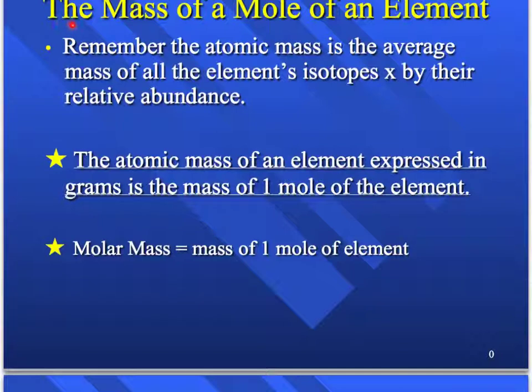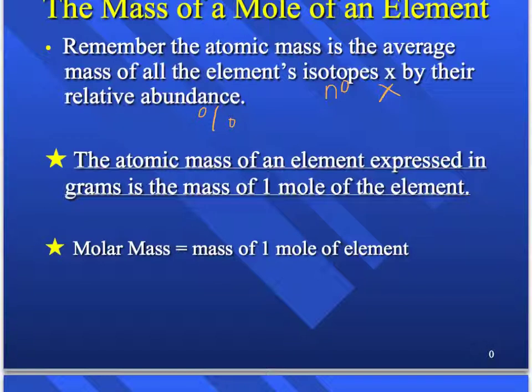On this slide, we're going to be talking about the mass of a mole of an element. A couple of factoids to remember: the atomic mass is the average mass of all the element's isotopes multiplied by their relative abundance. I'm hoping you remember that isotopes are the same element, they just have a different number of neutrons in them. Then we take that mass number and multiply it by the relative abundance, which was just a percentage. We also need to say that the atomic mass of an element, expressed in grams, is the mass of 1 mole of the element.